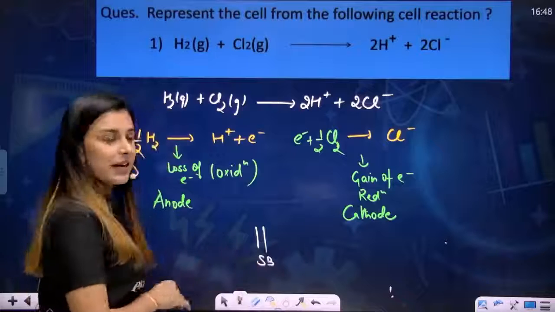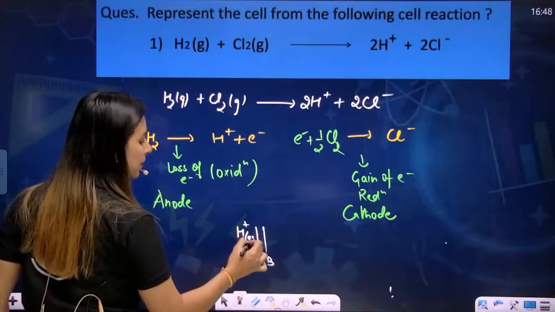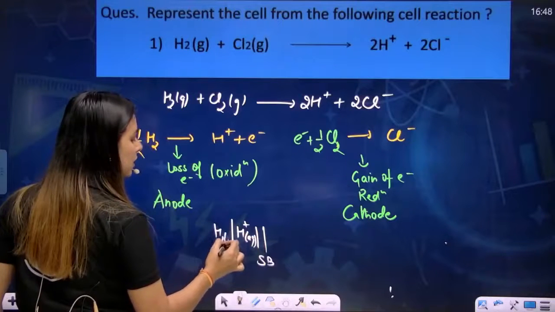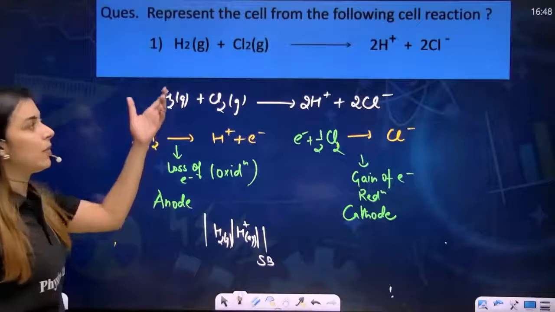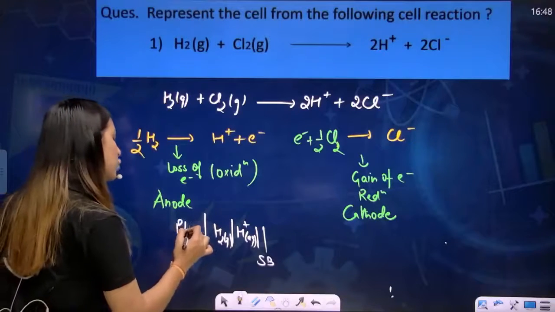To the left hand side, anode species. This is your anode. First you will write H plus aqueous, then you will write H2 gas. Now, my dear students, you're not given anything about the electrode. Write any electrode you want. Let us say platinum solid, inert electrode.